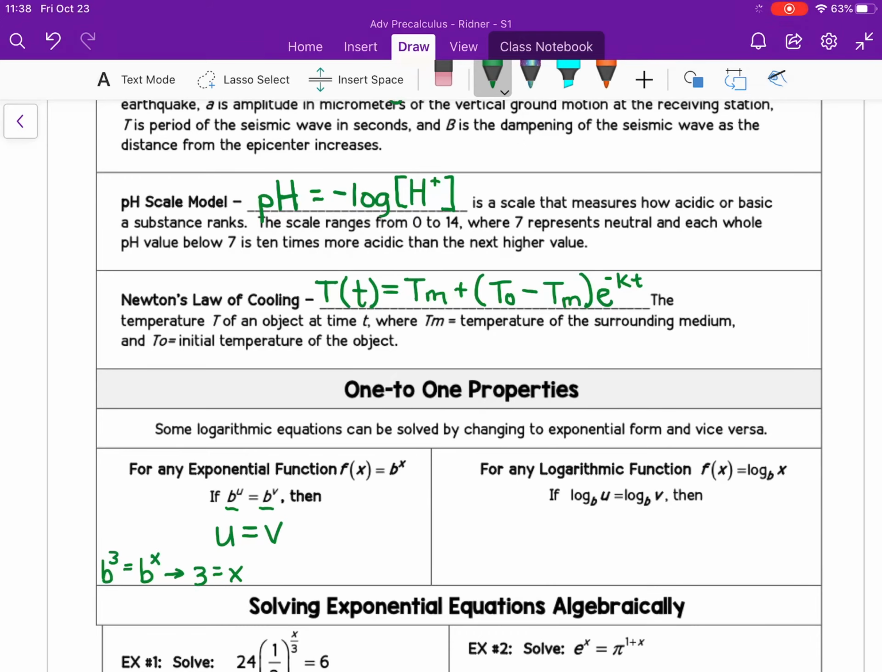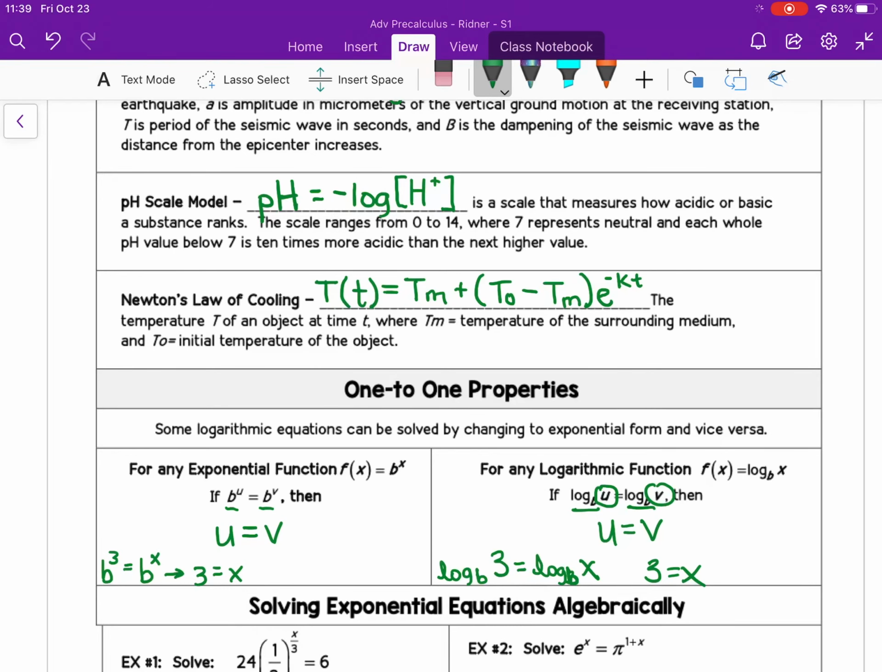So u equals v. The same is true for logarithms, that if you have the same log base something, the other part has to be equal as well. Okay, so same idea. If I had log base b of 3 equals log base b of x, no matter what b is, although I don't know why one's capital and one's lowercase, but anyway, 3 has to equal x, right?